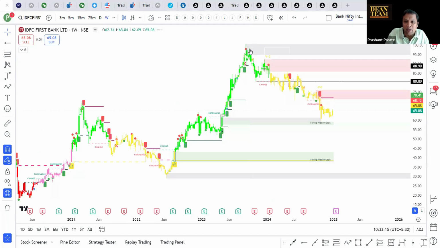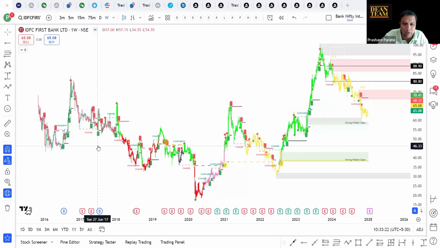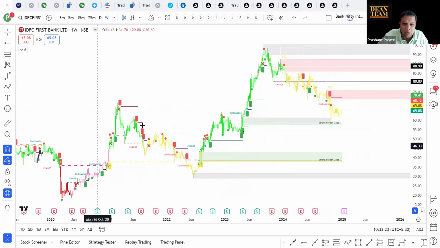So IDFC First Bank on weekly chart, there was uptrend, downtrend. It's not looking very good. There was strong selling force. So as there was strong selling force after this, prices came down.